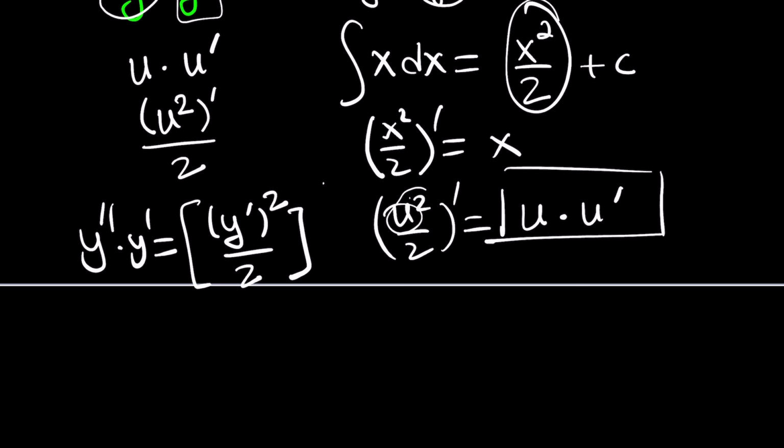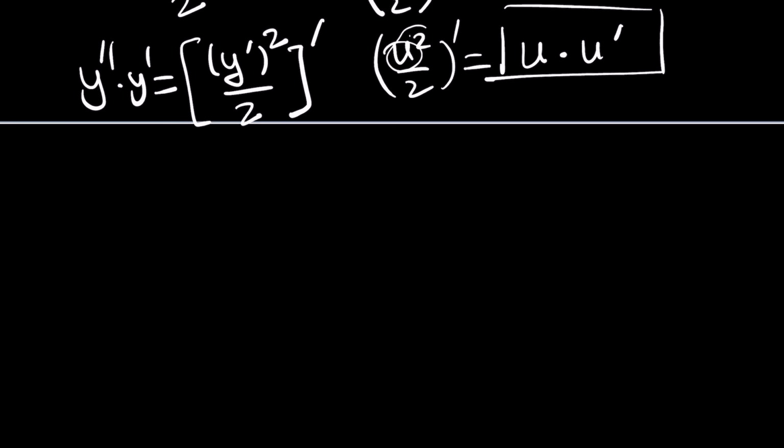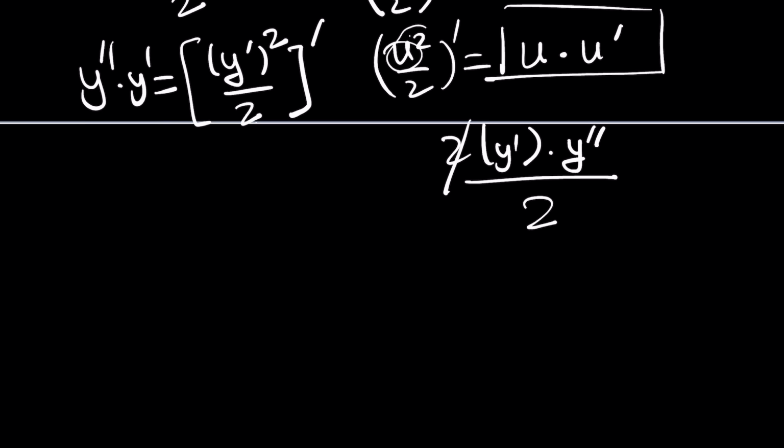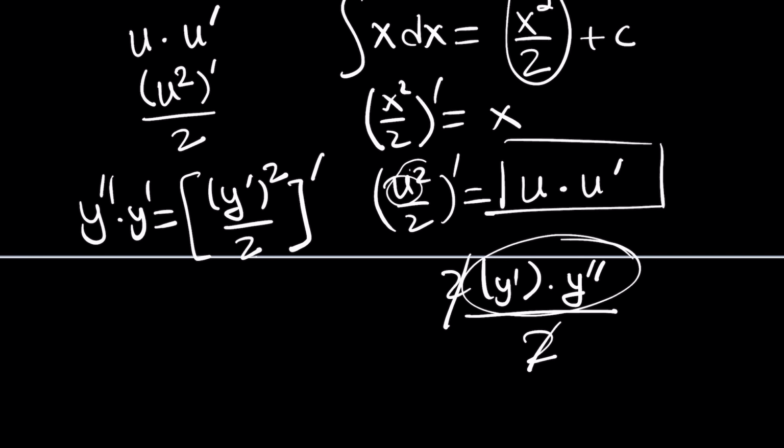And when you do the work, you're going to realize that it is, right? Because if you differentiate y prime squared, you're going to bring the 2 to the front, reduce the power, and multiply by the derivative of the inside, which is y double prime. And then you're going to divide by the constant 2, but the 2's are going to cancel out, leaving you with y prime times y double prime. So, to keep a long story short, this expression is equivalent to that expression.